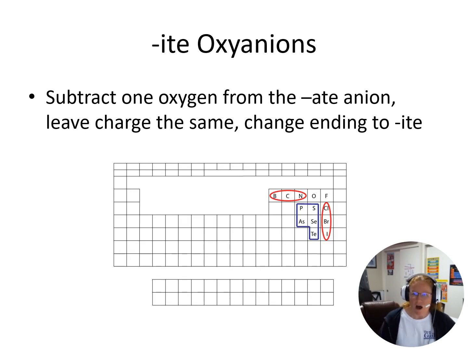Now, -ite. All we're going to do is subtract 1 oxygen from the -ate and change the ending to -ite. Previously inside the Mississippi, we had 4 oxygens for our -ate ending, so now 3 oxygens have our -ite ending. Outside the Mississippi, we had 3 oxygens for our -ate ending, so we have 2 oxygens for our -ite ending.